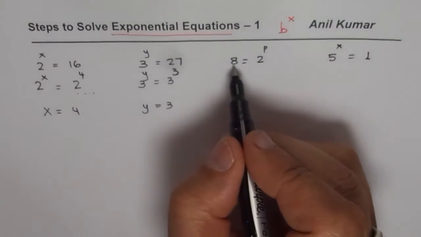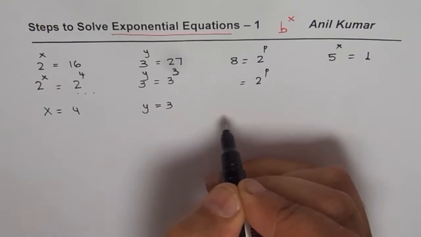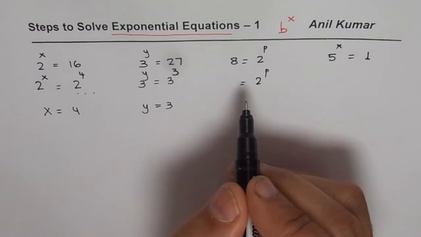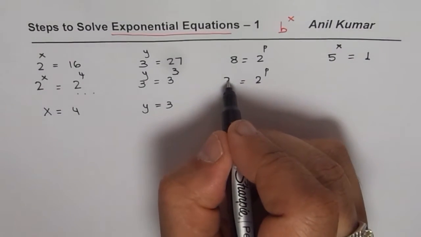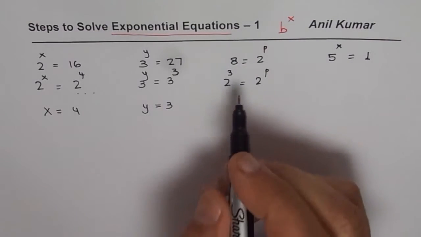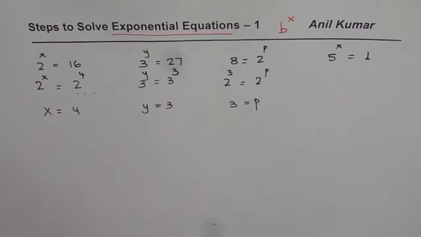Let's practice. 8 equals 2 to the power of p. Now 8 could be written as 2 times 2 times 2, right? So 2 times 2 times 2 is 2 to the power of 3. That means 3 equals p. So the solution is p equals 3.